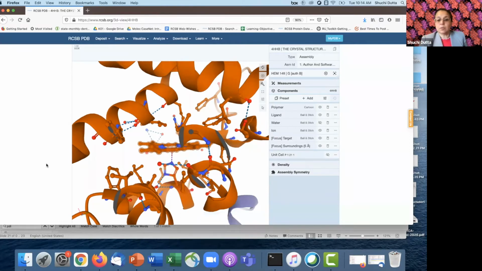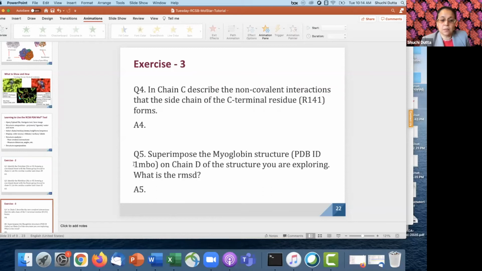No, okay. So the next question that your worksheet has is that in chain C, I want to look at what the C-terminal residue, this arginine 141, how is it interacting with whatever is in the neighborhood? And this is sort of an example of a situation when, let's say, you're looking at a particular protein where a specific amino acid has been described as being critical for either the function or the stability or something like that.